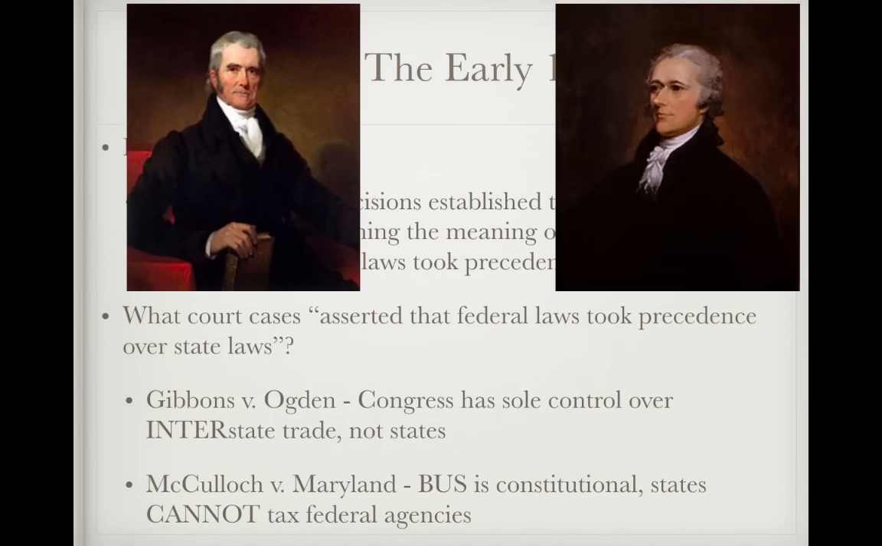Another court case from 1819, we have McCulloch versus Maryland. The Supreme Court said, guess what? The bank is constitutional. The Bank of the United States, Alexander Hamilton would be so happy if he were alive. And the Supreme Court stated that states cannot tax federal agencies. So Maryland was trying to tax the Bank of the United States. Supreme Court said, nope, can't do it, bro. That's a federal agency. Federal laws are more powerful or took precedence over state laws.